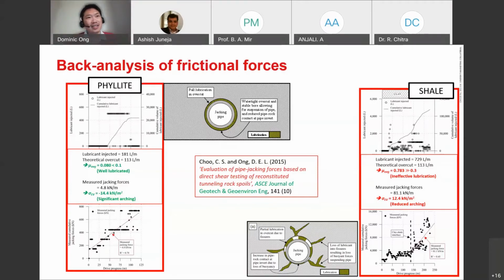The client and the contractor were very happy because we managed to actually do pressure meter tests. Now, you will ask me, okay, why pressure meter test? Because pressure meter test is usually for clays, but now we are doing it on soft rock. So this is where it has a bit of a research agenda.